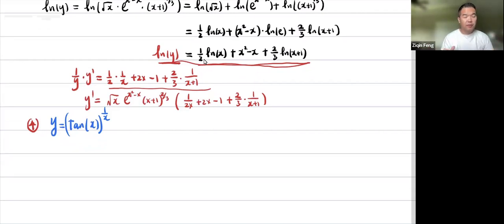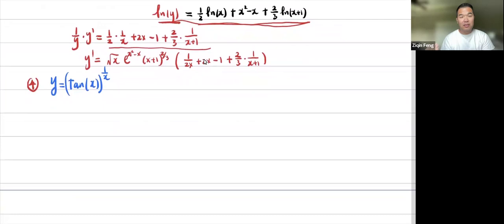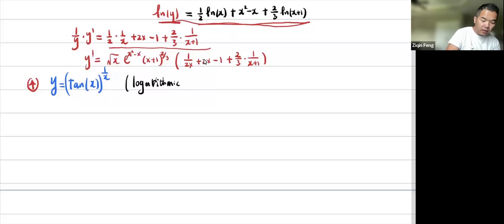Because this function is not a simple exponent function or some composition, right? So x is in both positions, the base and the exponent. So how do we simplify that? We know that natural log is also a good operation to simplify this kind of function, right? So we want to use logarithmic differentiation.